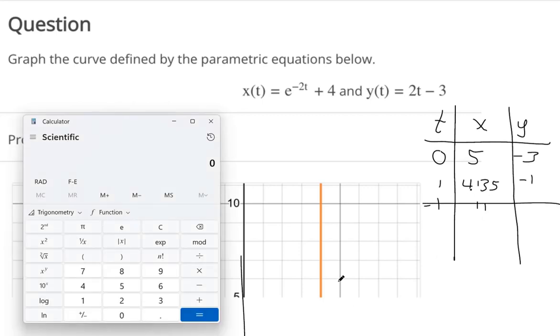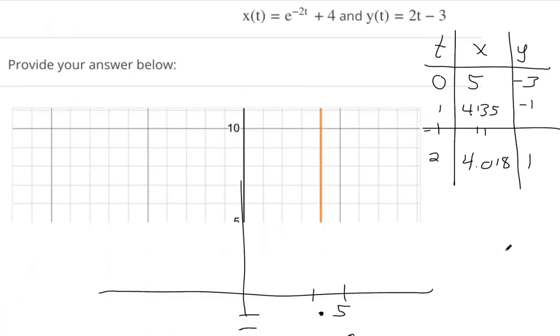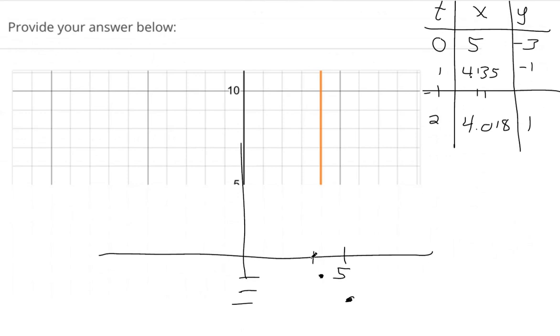Let's try doing t equals 2. So that's going to be e to the negative fourth. And if you add that to 4, then we got 4.018. So if I plugged in 2 in for t, I got 4.018. And then the y value here would be 1. So it's going to be 4.018 on the x and then 1 on the y-axis.